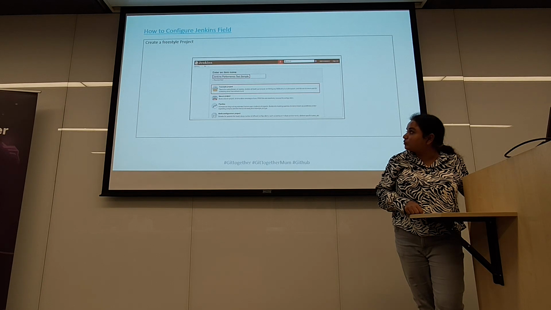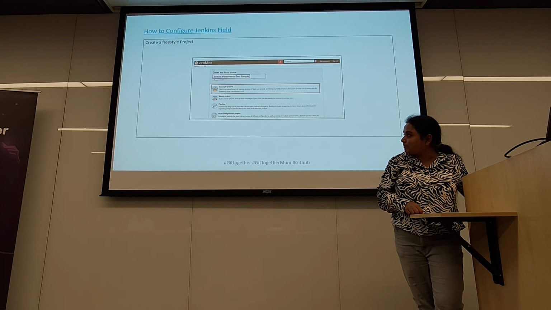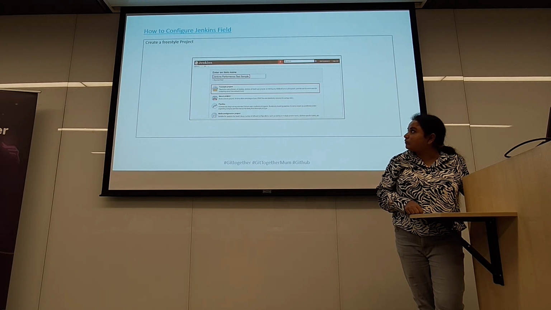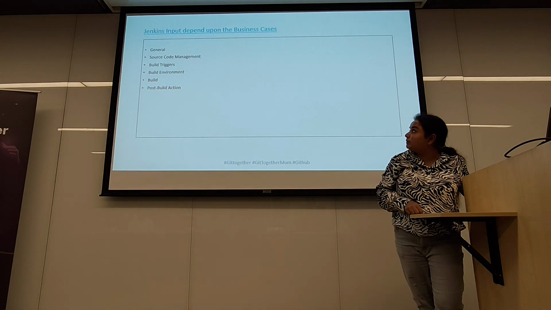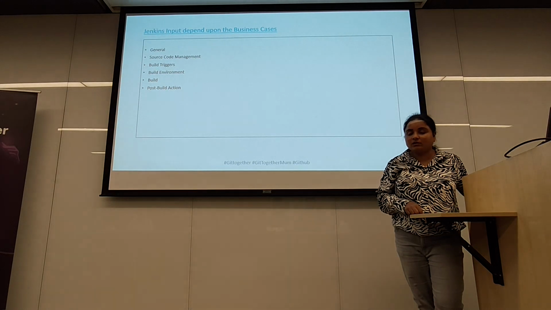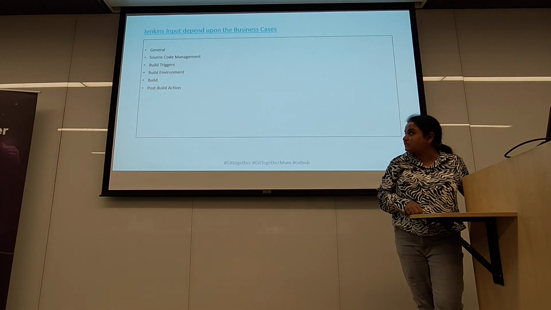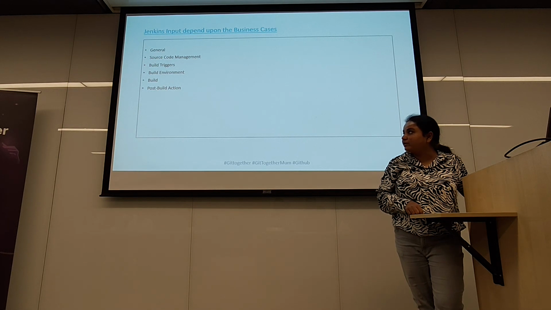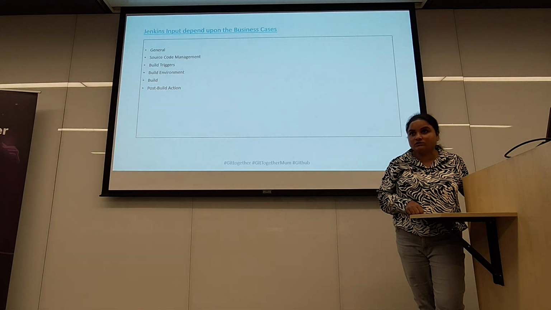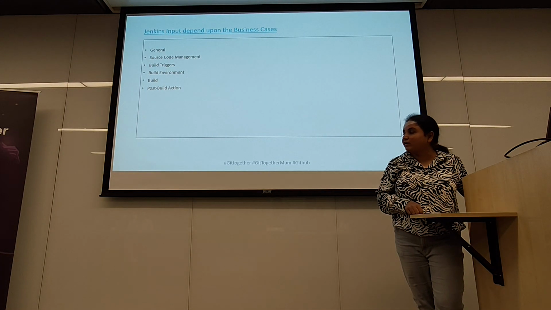Here you can see there are projects: freestyle project, Maven project, pipeline. Whatever you want to create, you can create it as per the project requirement. Okay, so this is the Jenkins configuration field. Jenkins input depends upon the business cases, so based on the different business cases we will do that. Let's say general, source code management, build triggers, build environment. The environment I just talked about. So for each environment we have to give the build, and we have to take care of the post-build actions.